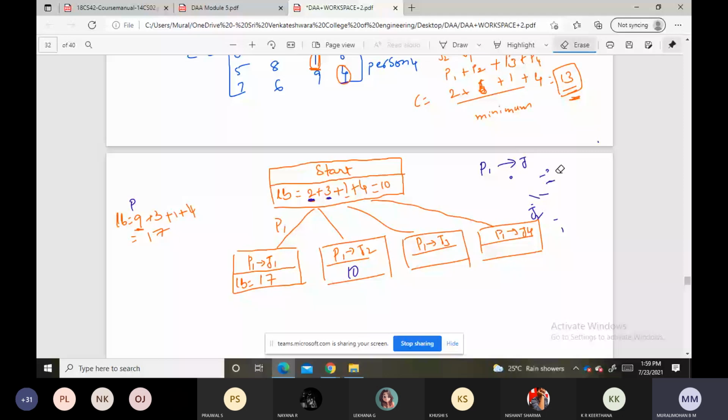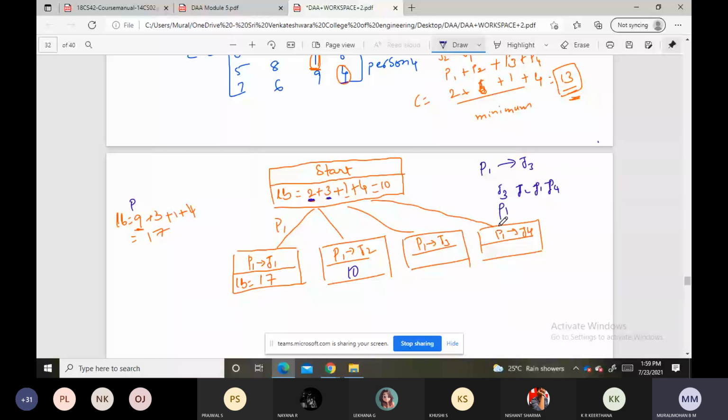Okay. So here, for person 1, job 3 is assigned. Job 3 is already assigned for person 1, so we are left with job 2, job 1 and job 4. Job 3 is assigned for P1. Now you check in this one.